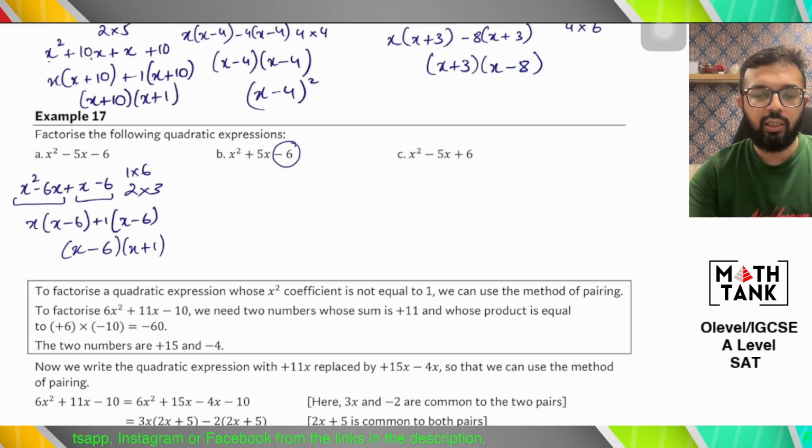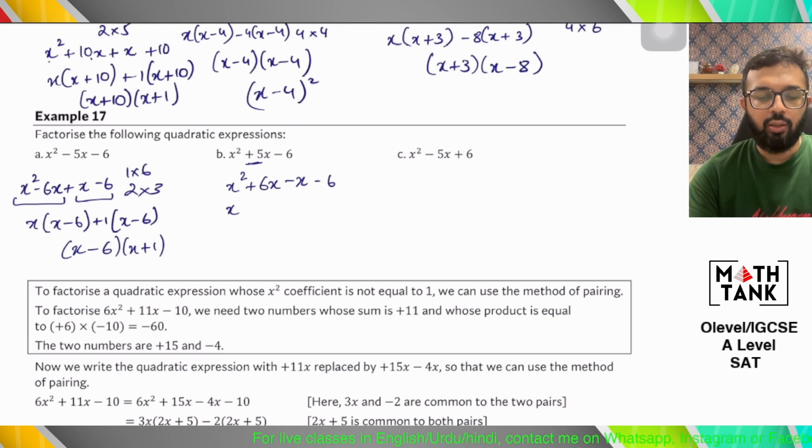Okay. Similarly, I want a minus 6, but I want a plus 5 in the middle. Okay, so I'm going to say that they're the same factors, but instead I have the opposite signs now. X is common, and minus 1 is common. X plus 6 and x.